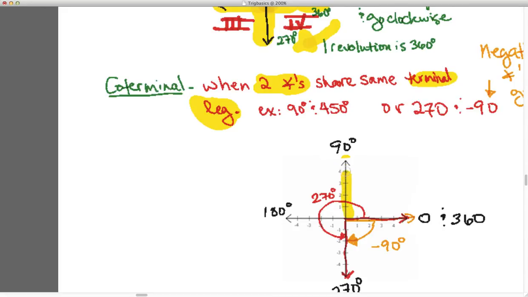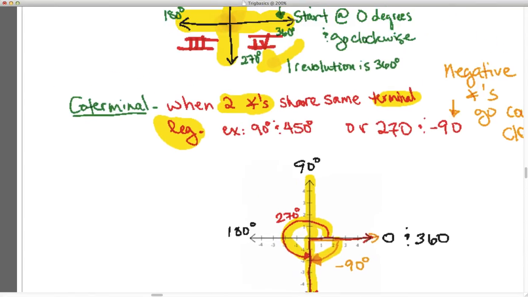They both end up right here. Whereas another example would be this 270 starting at 0 going this way, and negative 90 both end up at this spot right here. So they're coterminals. Okay? Hopefully you understand what that is.